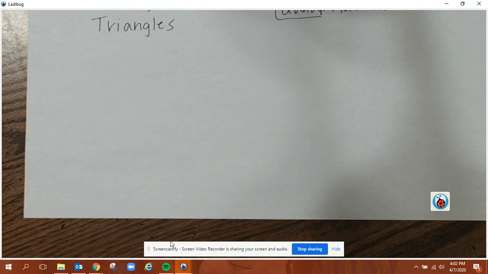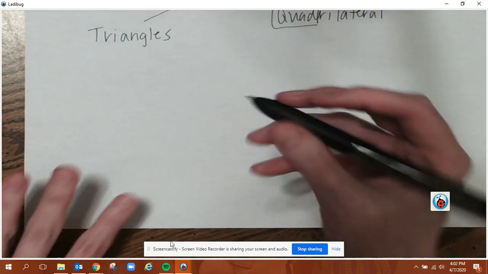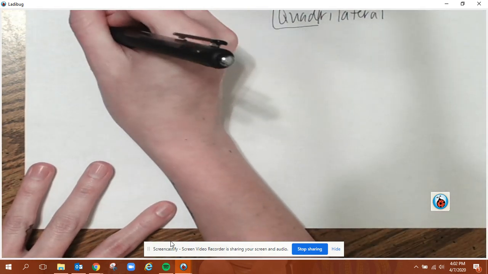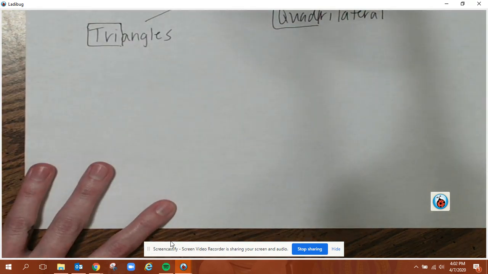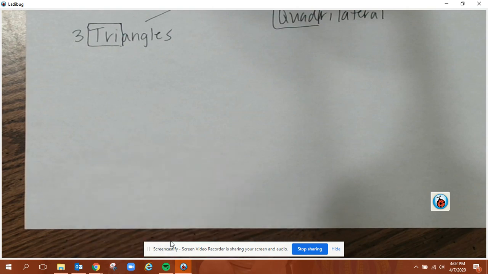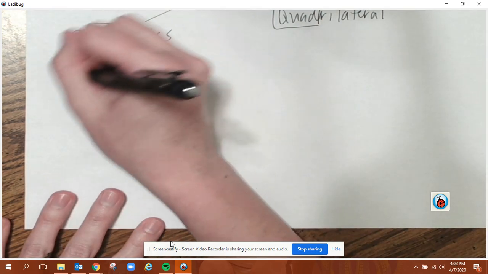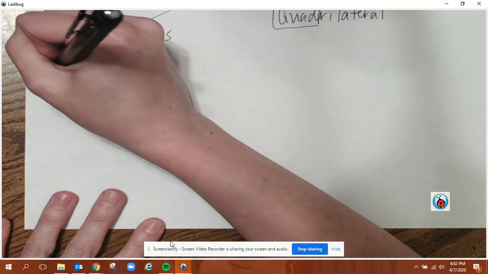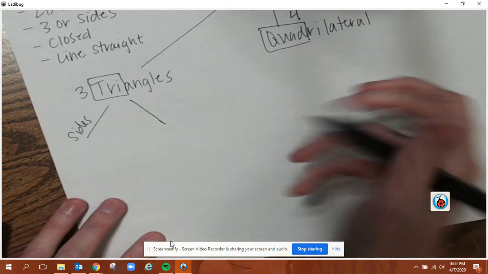With triangles, we can talk about 2 different subsets. Okay? Now, before we start that, remember our prefix tri tells us how many sides a triangle has to have. So everything we talk about with triangles are all going to have 3 sides. Okay? So our different subsets that we talk about for triangles are, we can classify them by sides or by angles. Okay?